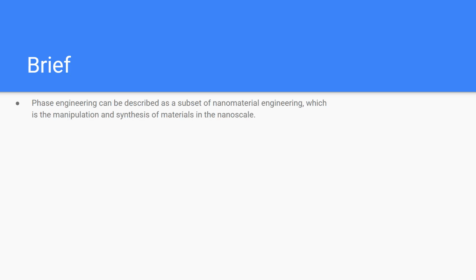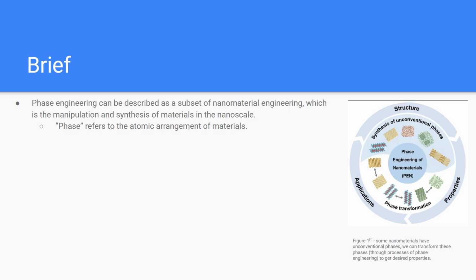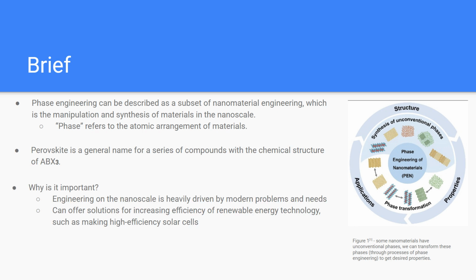What is phase engineering? Well, phase engineering just describes a subset of nanomaterial engineering, which is the manipulation and synthesis of materials in the nanoscale, anything between 1 to 100 nanometers. Phase just refers to the atomic arrangement of materials. And from this diagram, we can see that some nanomaterials have some unconventional phases. And through phase engineering, we have been able to do phase transformations, which make them more applicable in the real world. Perovskite is just a general name for a series of compounds with a chemical structure of ABX3.